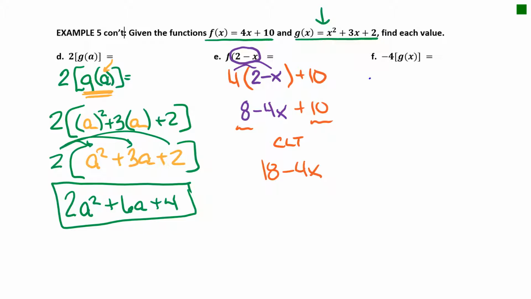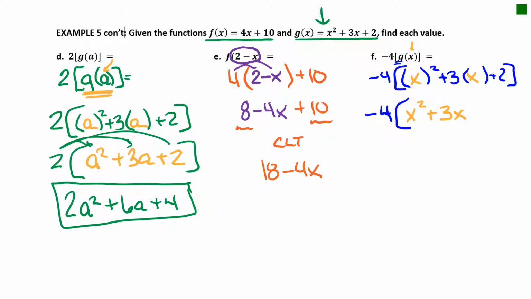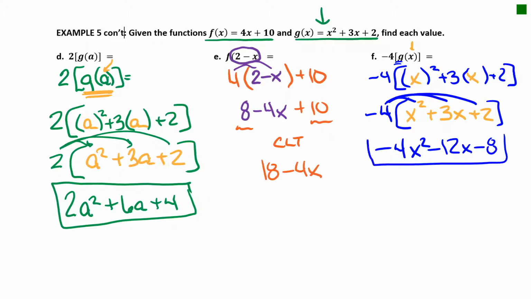So look at this next one. Negative 4 is outside. What is inside? The G function. So here's the G function. I just write the function. Now, what's my input? Oh my gosh, it was just x. They didn't want me to change it. So I still have this negative 4 outside. Inside, x squared is x squared plus 3 times x is 3x plus 2. And now I'm going to distribute. So that's negative 4x squared. Negative 4 times 3 is negative 12x. Negative 4 times 2 is negative 8.